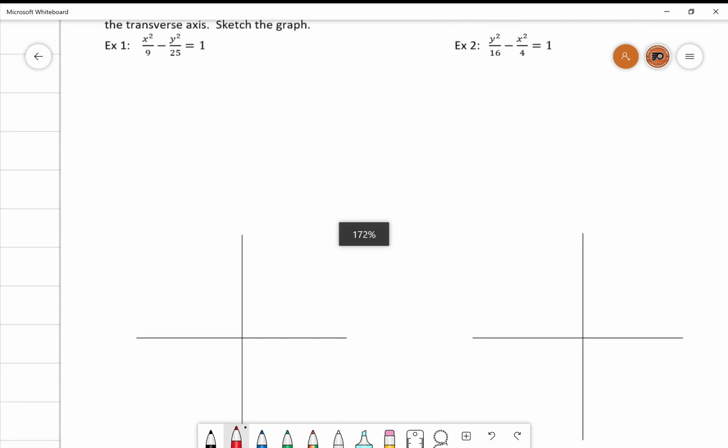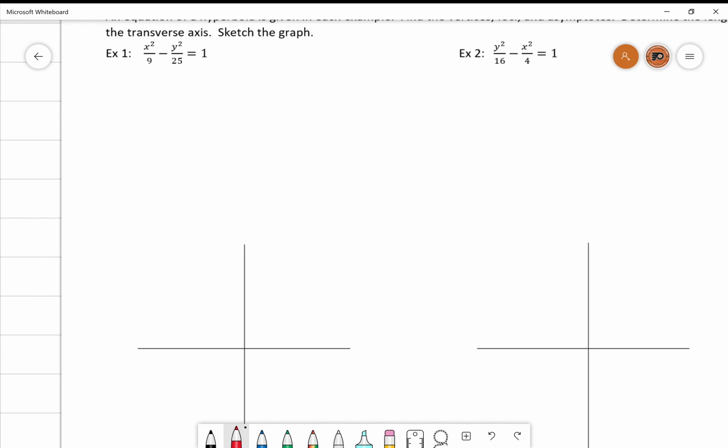Example 1. Notice our x squared is first, so we're going to have a parabola that opens sideways. A hyperbola, excuse me. So we're going to find our a first. A squared is 9, a is equal to 3. And our b squared is 25, so b is equal to 5.